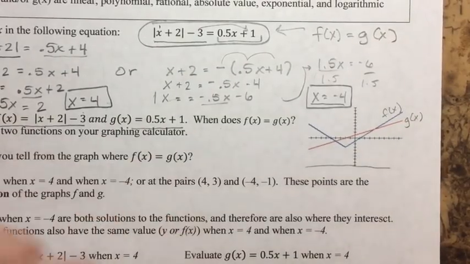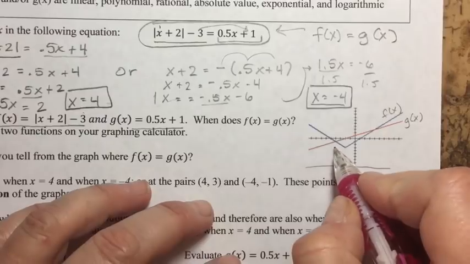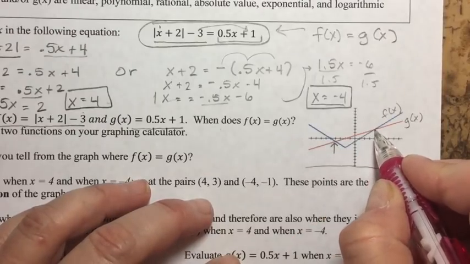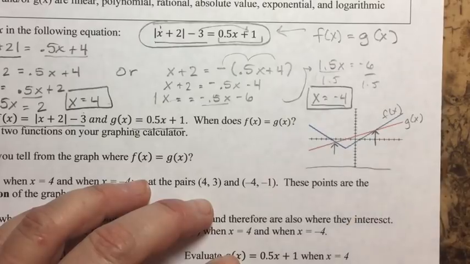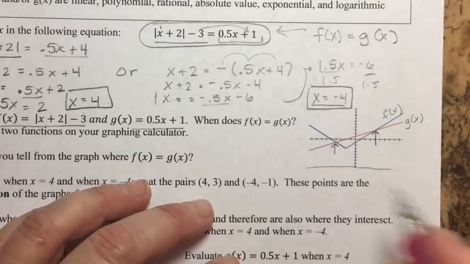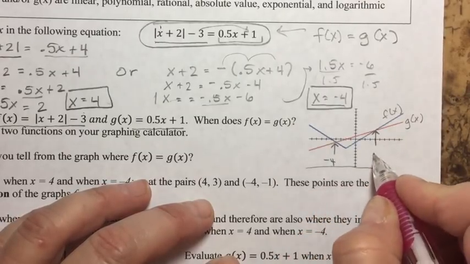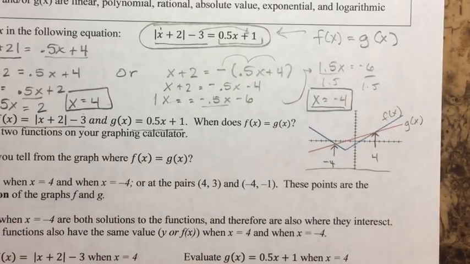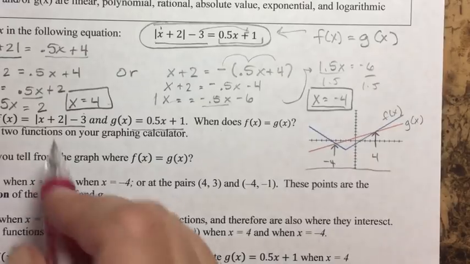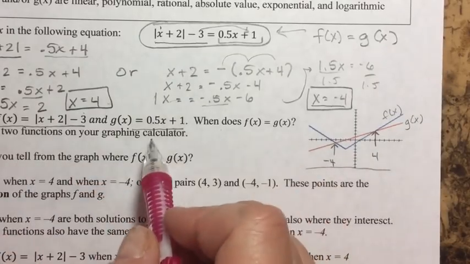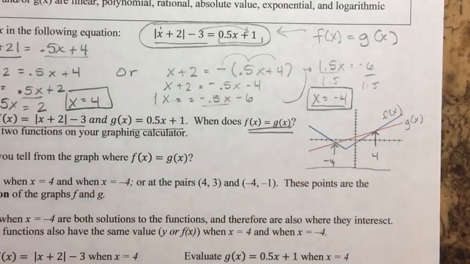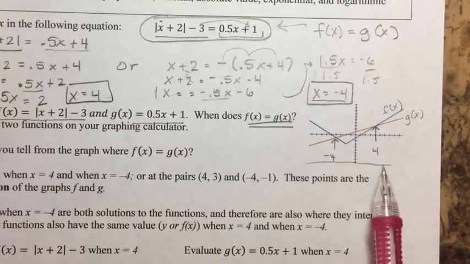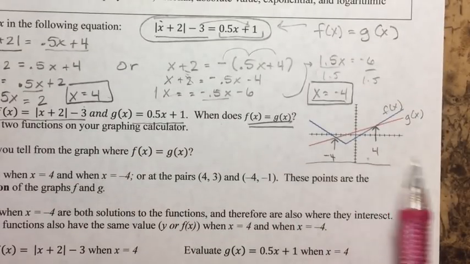So if you will see where these two functions intersect, right there and right there. Look at my x values. This one's negative 4 and this one's positive 4. So that tells us right there the solution to this equation right here, f of x equals g of x. What we just found up here algebraically, we found it graphically.